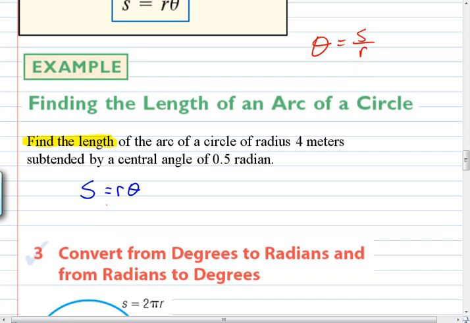All right, so in this problem, what is r going to be? 4. And what is the angle measured in radians? 0.5, and this is equal then to what? You look at the problem to see what the unit of measure was.